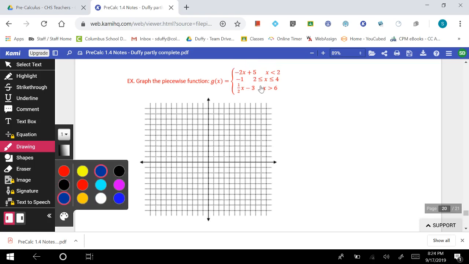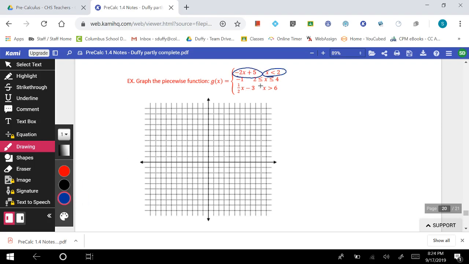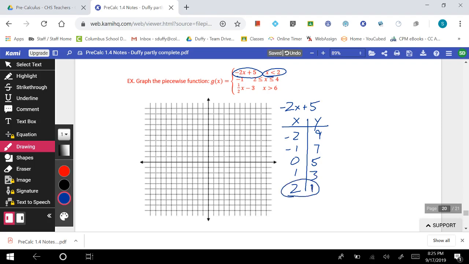Now we have three pieces to the function. First one, negative 2x plus 5 for x values that are less than 2. Negative 1 times negative 2 is 2, plus 5 is 7. 0 times negative 2 is 0, plus 5 is 5. 1 times negative 2 is negative 2, plus 5 is 3. 2 times negative 2 is negative 4, plus 5 is 1. And this is going to be an open circle. Let me go ahead and graph that right away. 2, 1. Open circle, 1, 3.